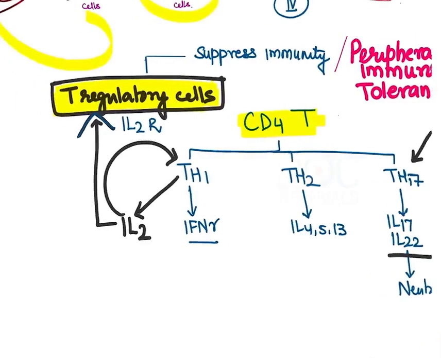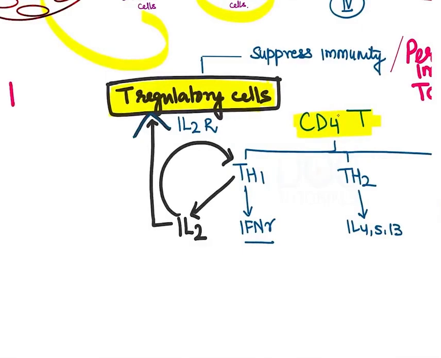Remember, regulatory T cells can be identified by two markers. The first marker here is FOXP3.